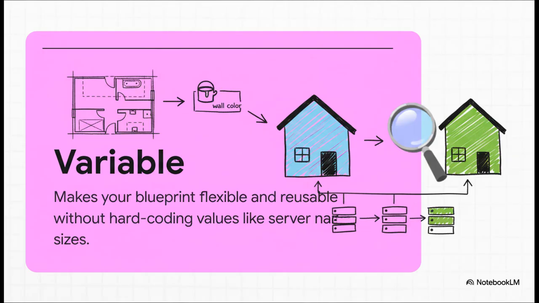And that's a perfect lead-in to variables. Let's go back to our house blueprint for a sec. Instead of writing paint the walls blue, what if you just wrote paint with wall color? That way, you could reuse that same blueprint for another house and just change wall color to green. Well, that's exactly what a variable does for your infrastructure. It makes your blueprint super flexible and reusable.